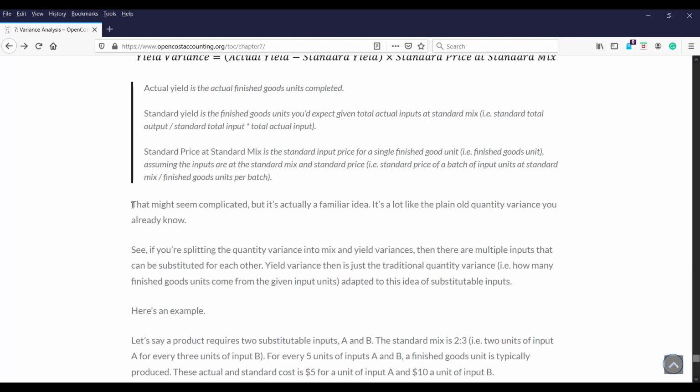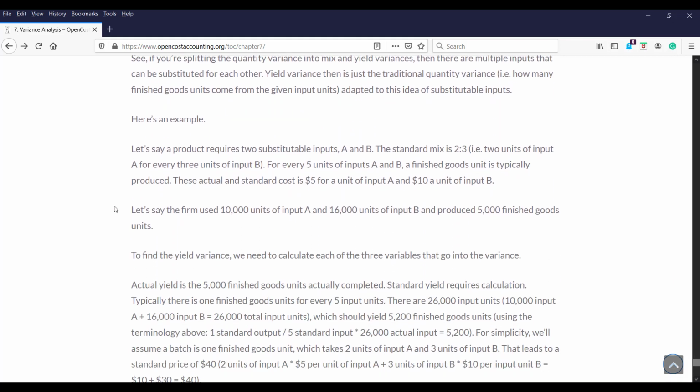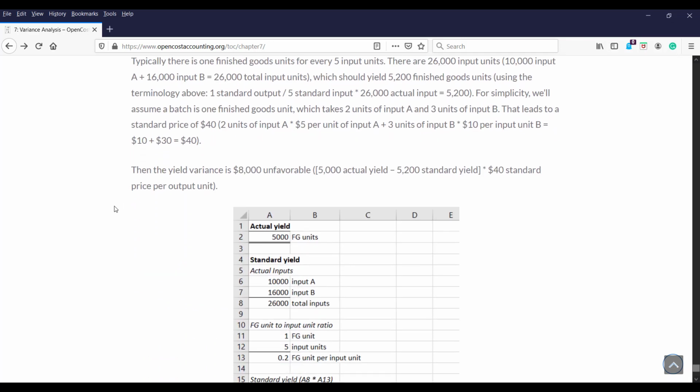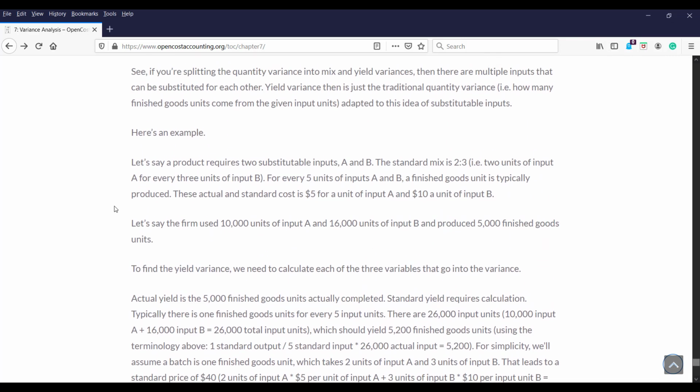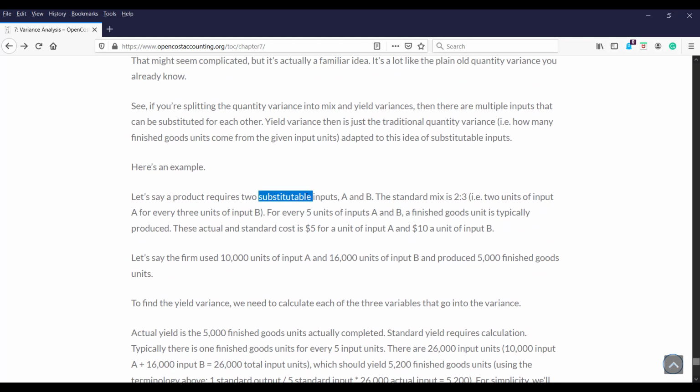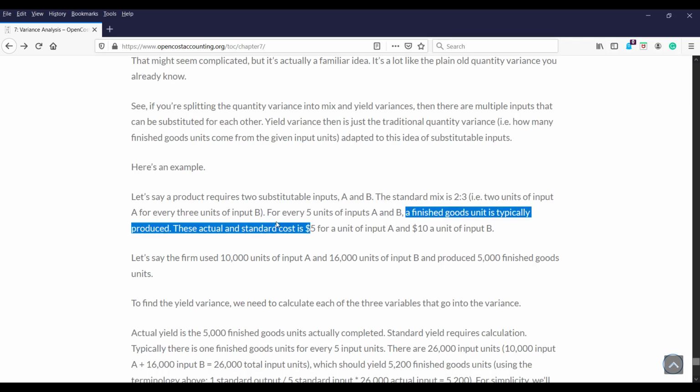Okay, if you will keep those definitions in good standing. If you'll follow the examples and follow the equation, you can get this all right. So let's go to the example here. So we say we have a product with 2 substitutable inputs, A and B. The standard mix is 2 to 3. That is 2 units of input A for every 3 units of input B. That's also going to be the batch. So for every 5 units of input A and B, a finished goods unit is typically produced. So for every batch, 2 to 3, we have 1 finished goods unit produced.